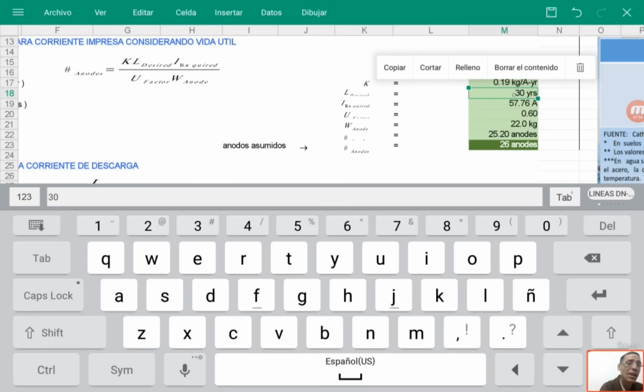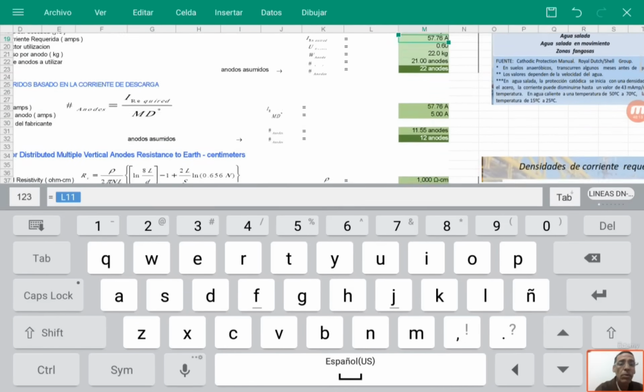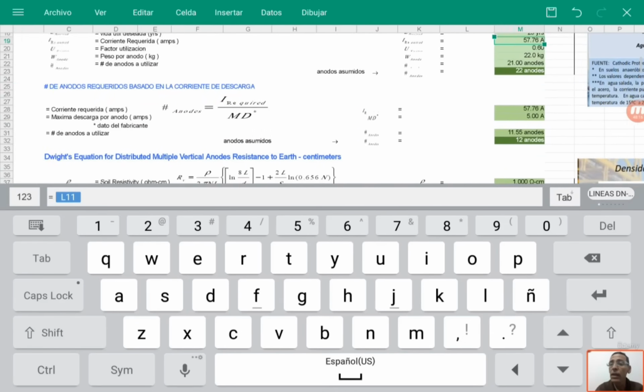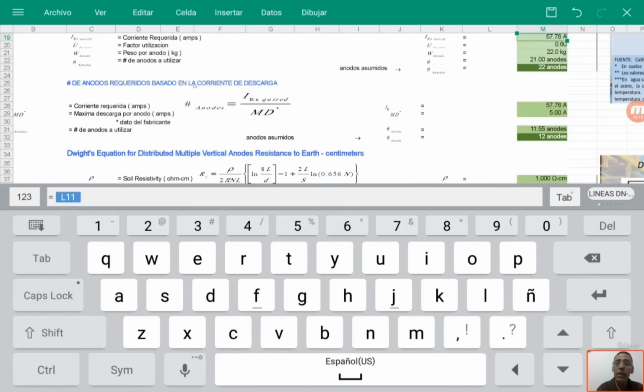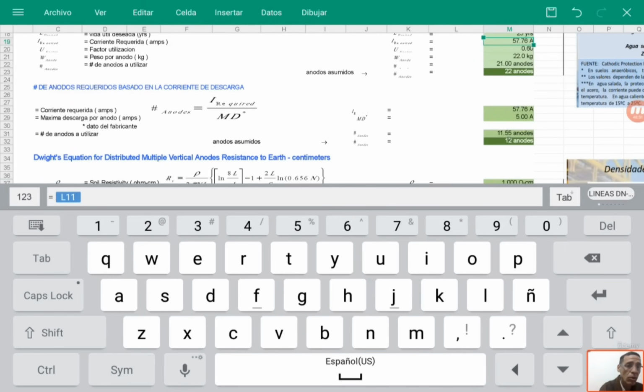So notice that if the client takes a stand and tells us 30 years, the number of required anodes is affected. In this case, let's leave it at 25, it's still at 22 years. I want you to see, step by step, how all these numbers are affected. Required anodes based on discharge current. Based on the discharge current, with 12 anodes, those 57 amperes with 12 years, we could get the system up and running.